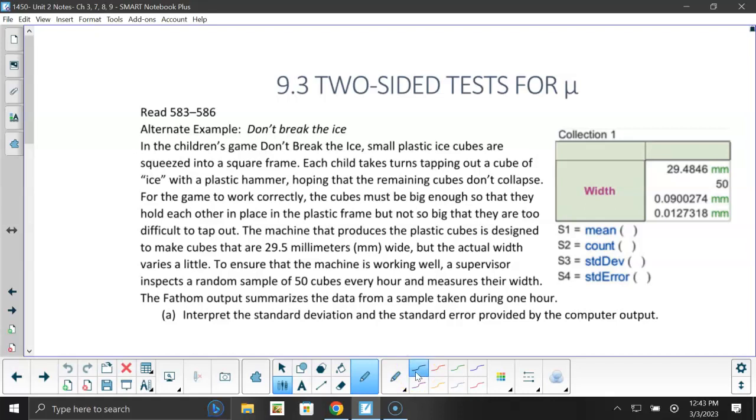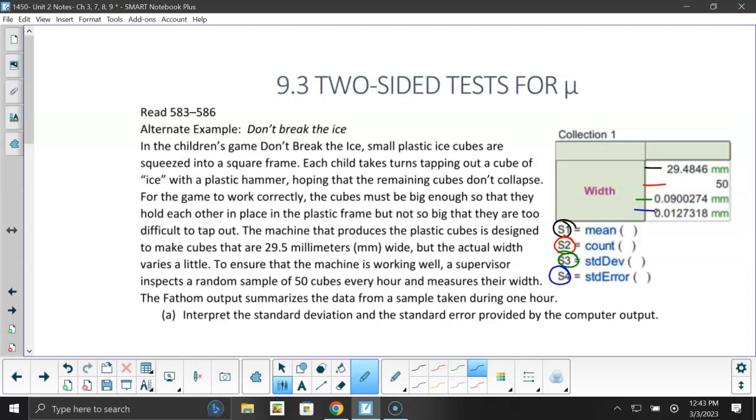So what you see over here, this first one is your mean. See how it says S1 and then it's whatever shows up first? That is your mean. Second one is the count, so they did a sample of 50. Third one is standard deviation. Fourth one is standard error. So I go through and color code. You could draw arrows, whatever floats your boat.